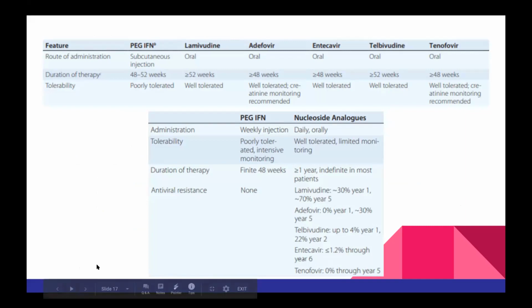Then in here, as we can see in the chart, it features the different nucleoside analogs and the pegylated interferon having its route of administration, the duration of therapy, and the tolerability. So that would be all. Thank you.